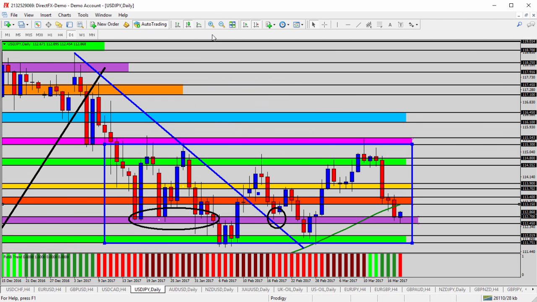Let's zoom it in one time. There it is right there. You can see the bottom of the blue box, the purple zone, holding support now. It's held support before.